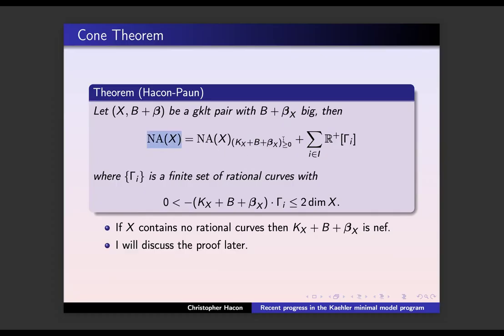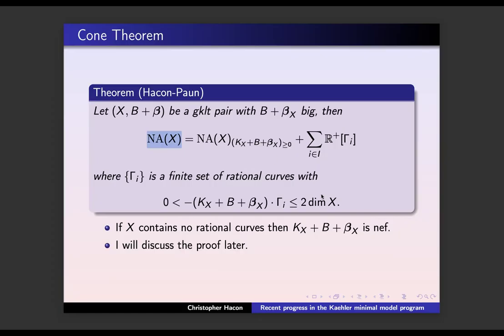And we're saying that the interesting part of this cone, the negative part of this cone, is actually generated by curves. So it is not true in general that if you have a 1-1 class, that it's nef if and only if it integrates non-negatively against curves. But it is true for adjoint classes Kx plus B plus beta X, where X, B plus beta is a generalized KLT pair. So that's the key input in this result.